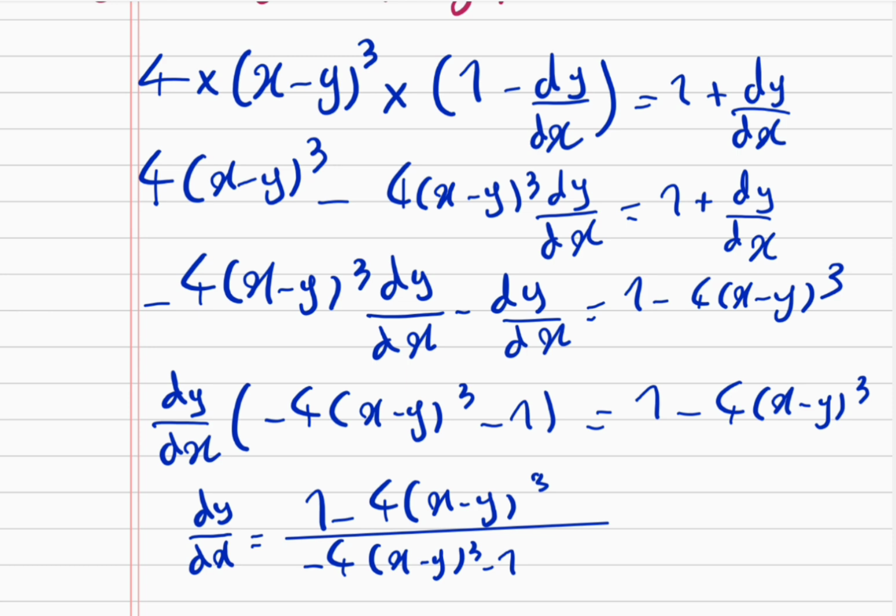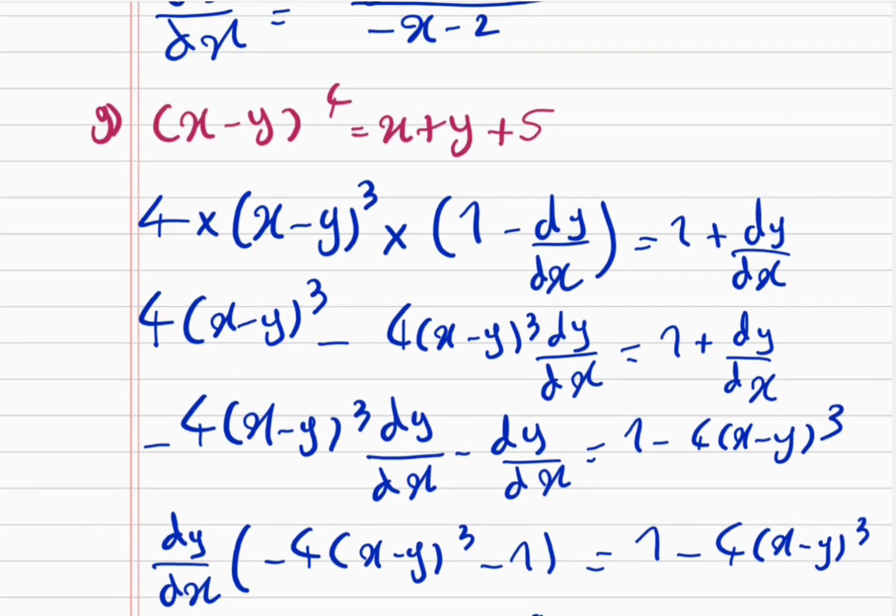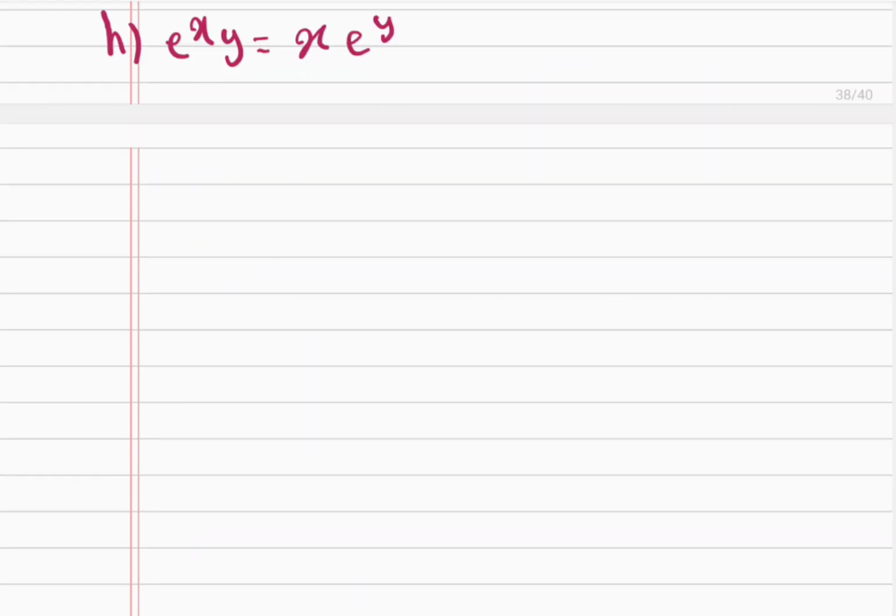This question has specifically asked to rearrange this, but that's not the case all the time. Sometimes it's fine to just leave your answer in the same form as the first line, but it just depends on the question. Right, now we have e to the power of xy is equal to x e to the power of y.